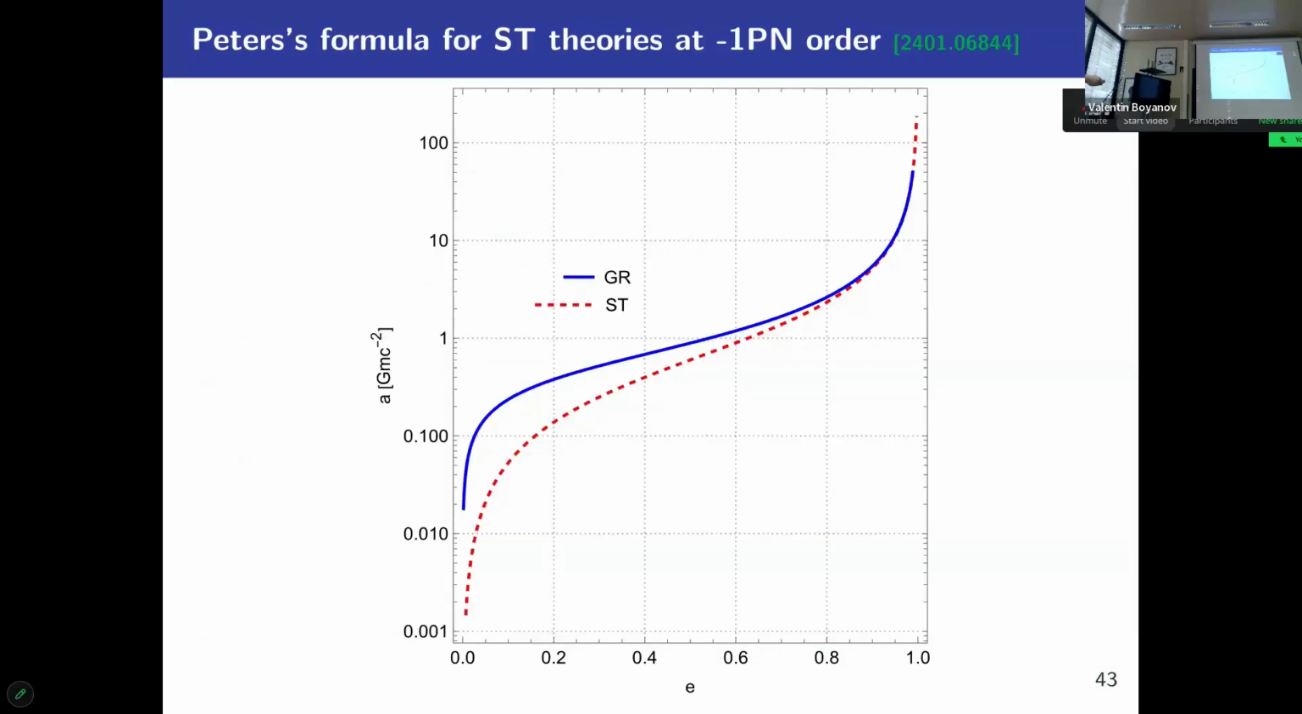So this is how the two curves look. If you take the same binary in the infinite past, you'll see that they evolve differently. But do note that we don't have the time evolution on these curves for either, so it's not clear which one circularizes the fastest. It depends on what region you are in parameter space.